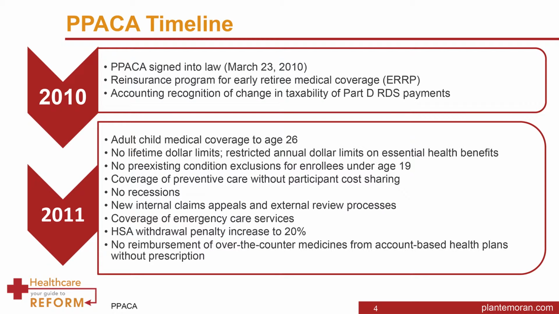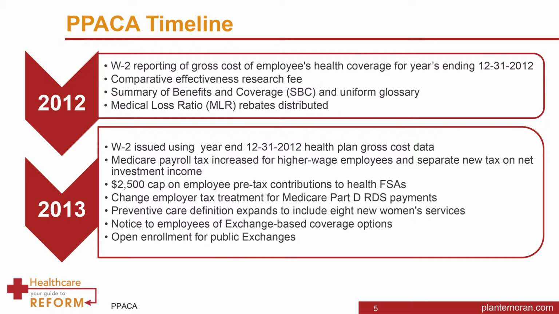age 19, the W-2 reporting of the gross cost of medical and prescription drug plans for the tax year ending December 31st, 2012, medical loss ratio limits for insurance companies, and in 2013, flexible spending accounts are limited to $2,500. Then there's the introduction of preventive care for certain women's medical services. This is just a partial list of what has already taken place.